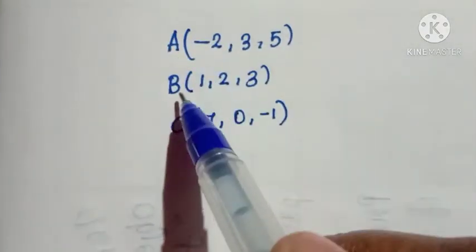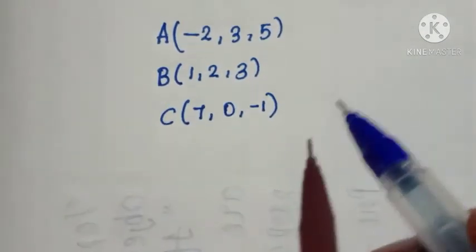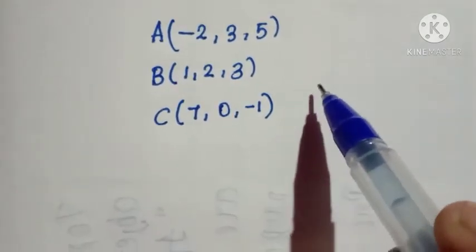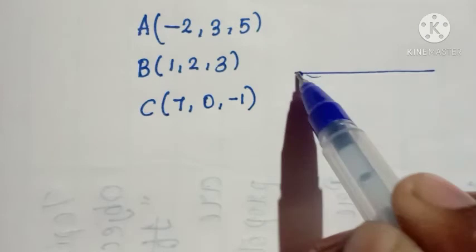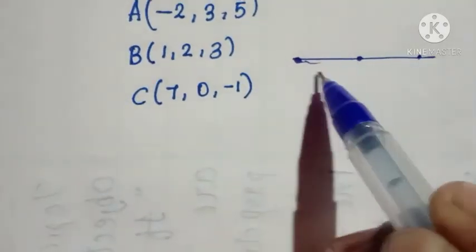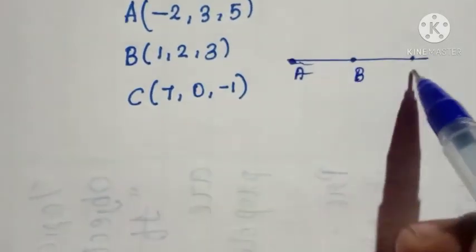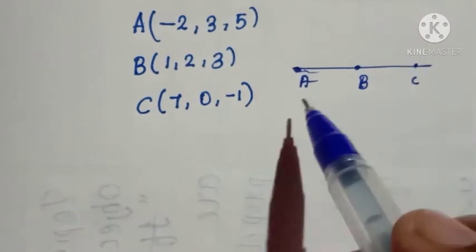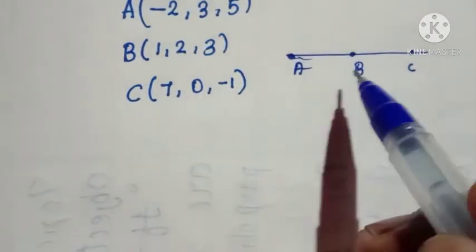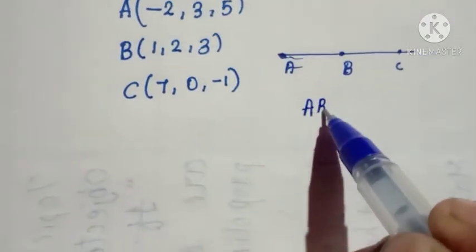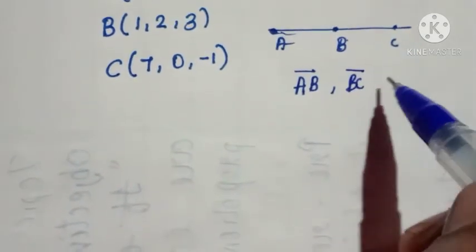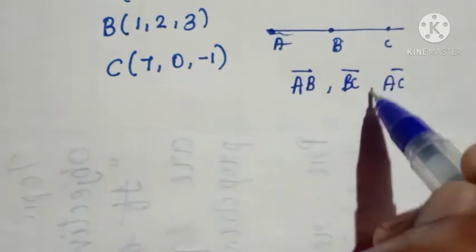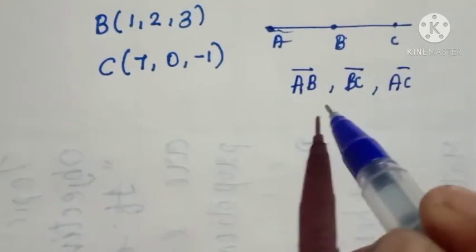See, we have 3 points A, B and C. Our question is, show that these 3 points are collinear. Collinear points means all the points lie on a line. So we need to prove these 3 points A, B, C are collinear. For this, we have to construct 3 vectors, vector AB, vector BC and vector AC. Okay, 3 vectors we have to form.